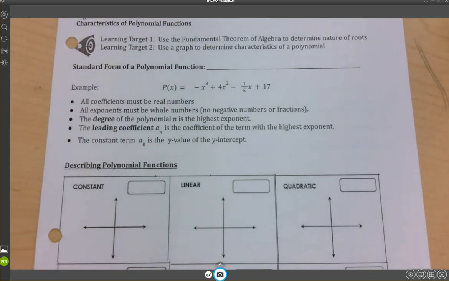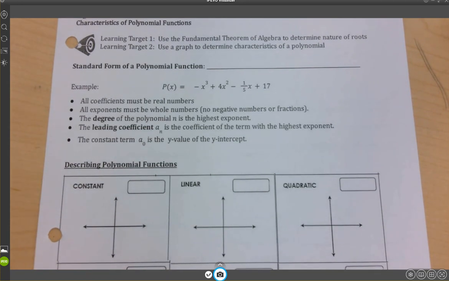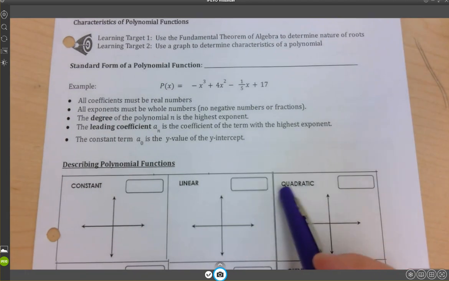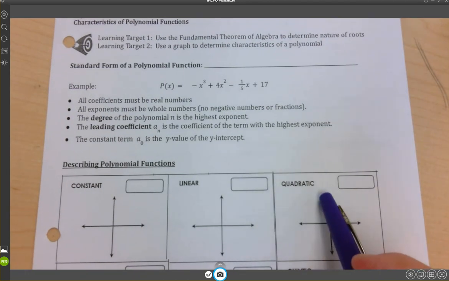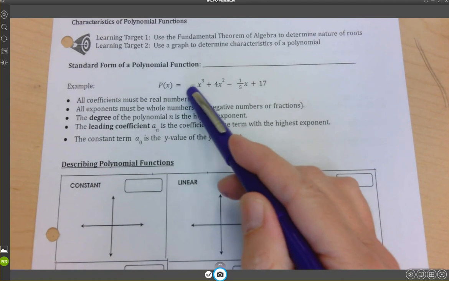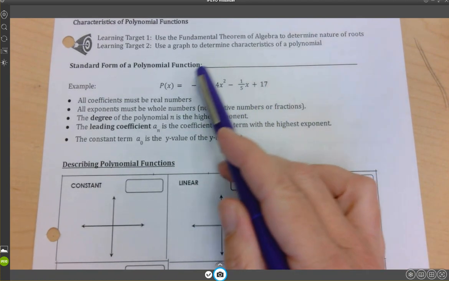Algebra 2 students, today we are going to talk about the characteristics of polynomial functions. We have actually already been working with polynomial functions because one type of polynomial function is a quadratic function, but we're going to learn about some other types of polynomial functions as well. This is an example of a polynomial function right here.